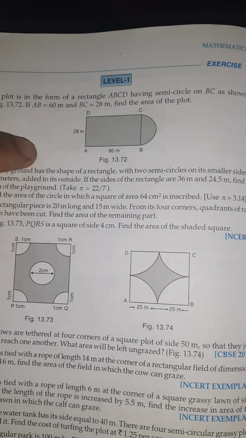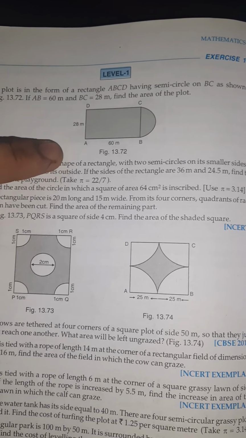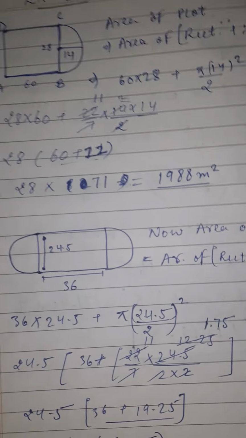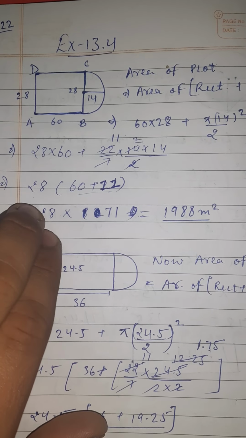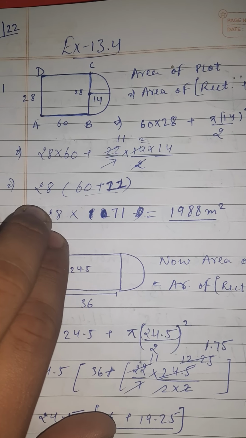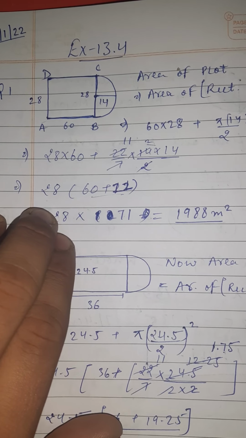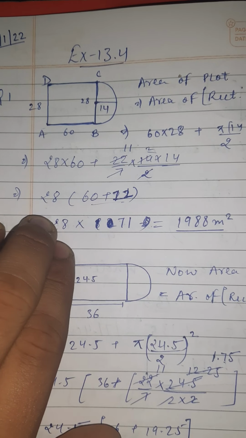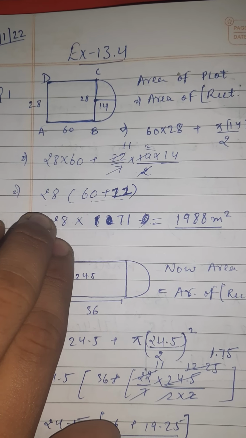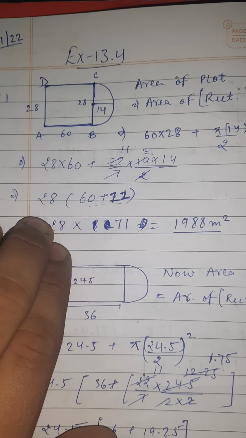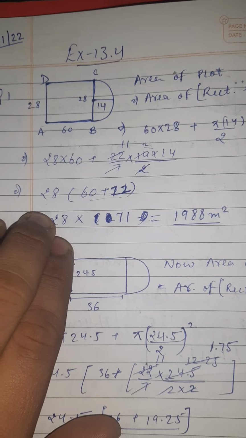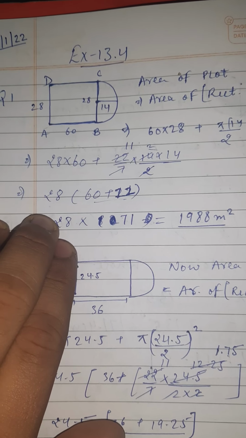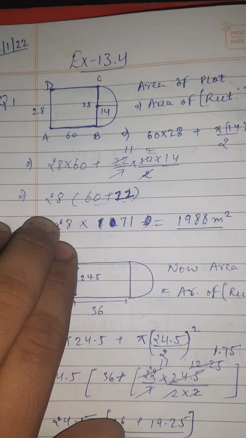As we can see, if BC is 28, then this means that DA will also be 28. So here's the rest of the solution of this question. As BC was 28, this means that 28 is the diameter of the semicircle BC. And if 28 is the diameter, then this means that 14 will be the radius. So we need to find the area of this whole plot. For that, we will first find the area of rectangle ABCD and then the area of semicircle BC.